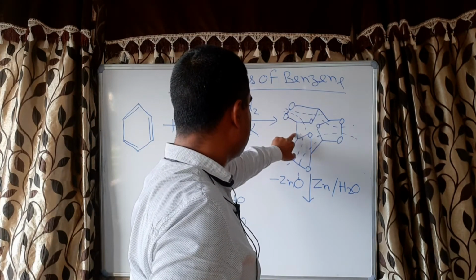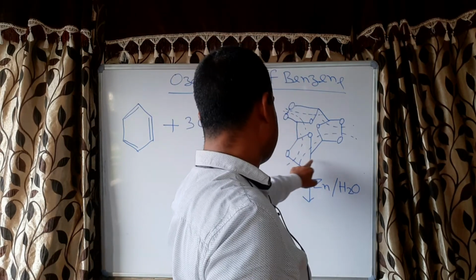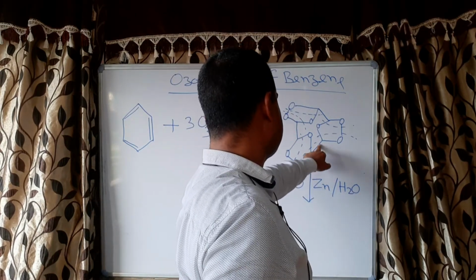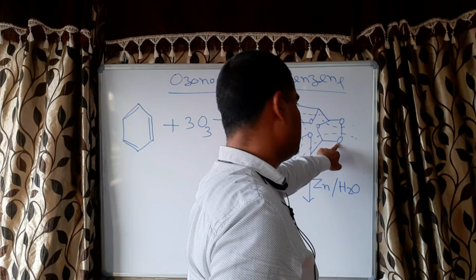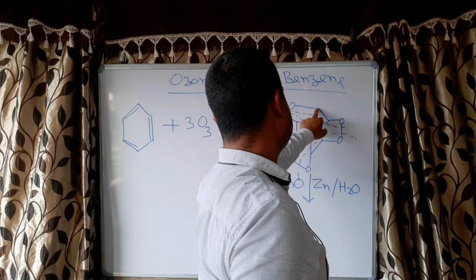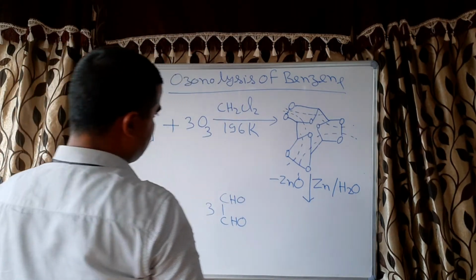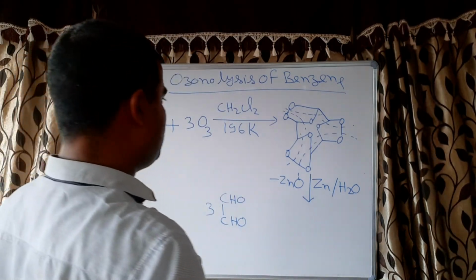CHO single bond CHO, 1 molecule. Second molecule is CHO single bond CHO. Okay, and third molecule is CHO single bond CHO. Correct? So that is called reductive ozonolysis.